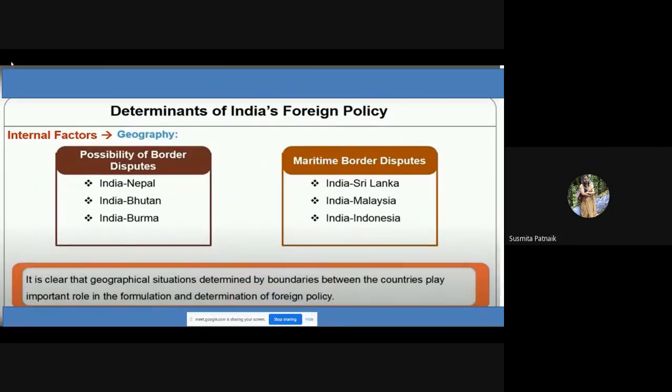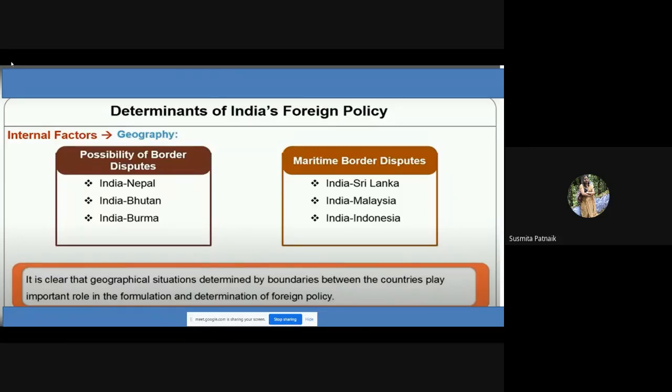Then what will happen in future? There will also be chances of war between India and Nepal, between India and Bhutan, or between India and Burma, because these countries are the geographical neighbors of India. So there can be war between India and Nepal, India and Bhutan, and India and Burma. But till now there is no possibility of war between these three countries.